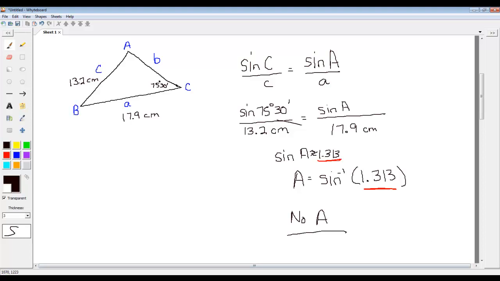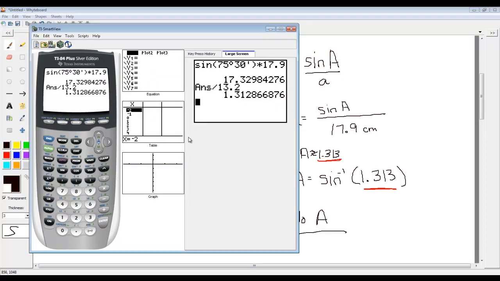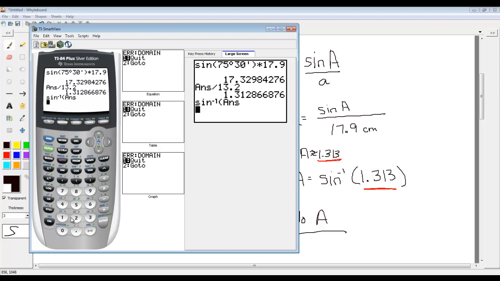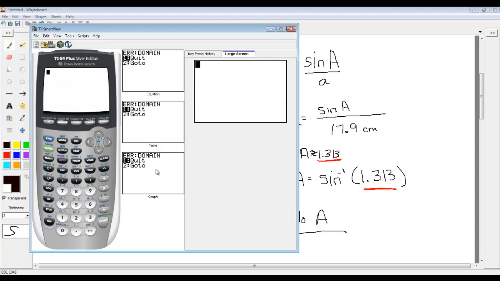Now, if you try to do this in your calculator, inverse sine of the second answer, it gives you an error domain message. In other words, if you're trying to do the inverse sine of 1.313, that's out of the domain of the inverse sine. So it's not going to work. So I'll just go ahead and quit, and then it'll take me back here.